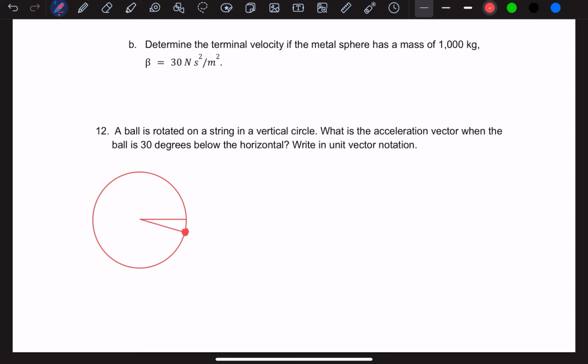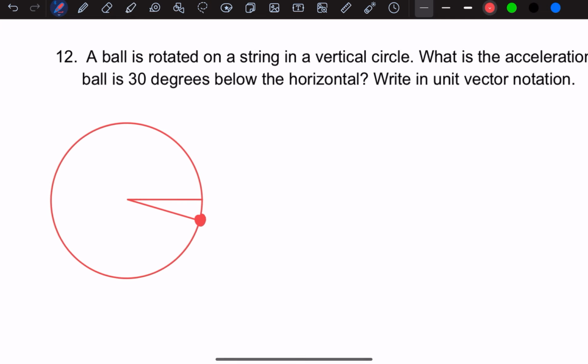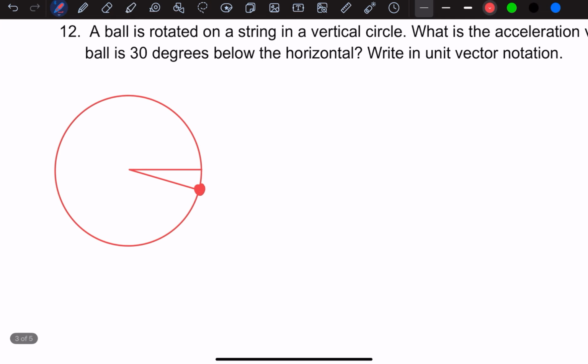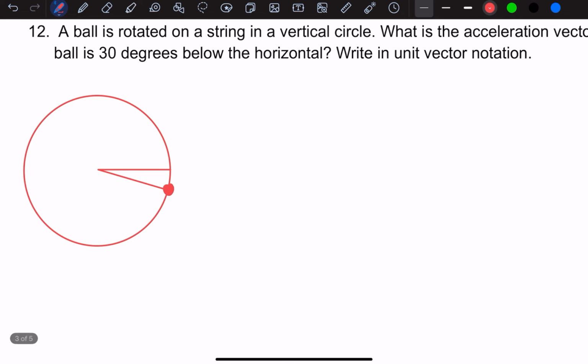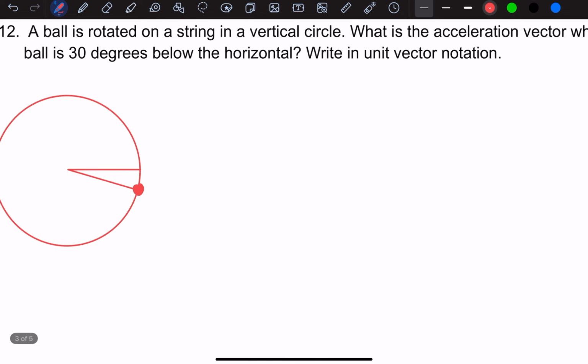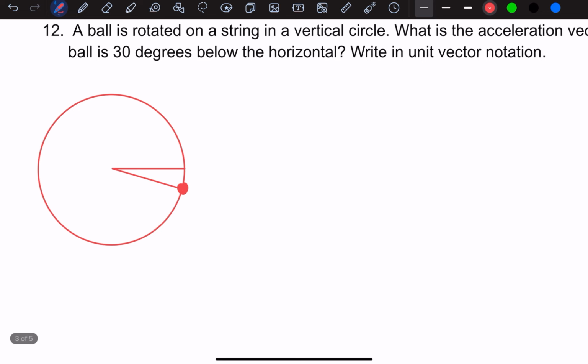So there we go. Let me zoom into this picture here. All right, we have this ball, and we need to write the acceleration vector in unit vector notation. So first off, we always draw the free body diagram. We have mg going straight down, and we have our tension force going radially inwards.